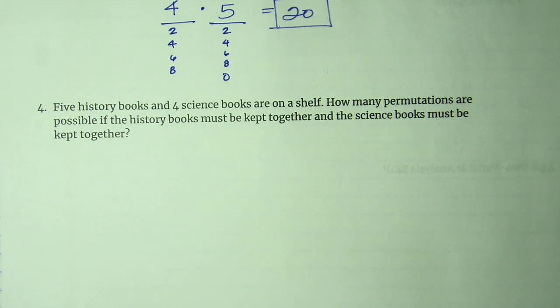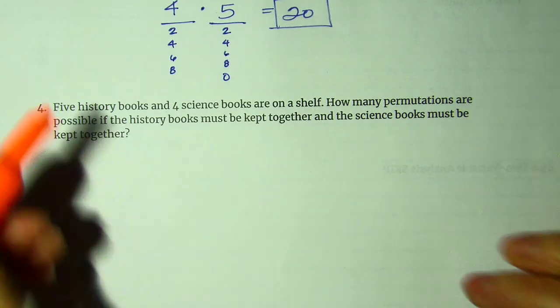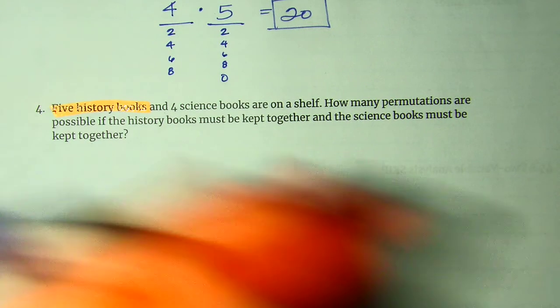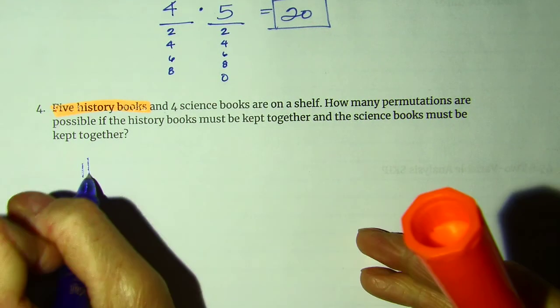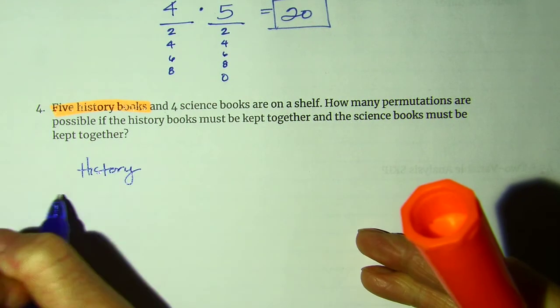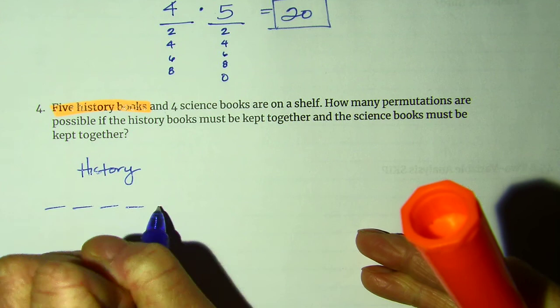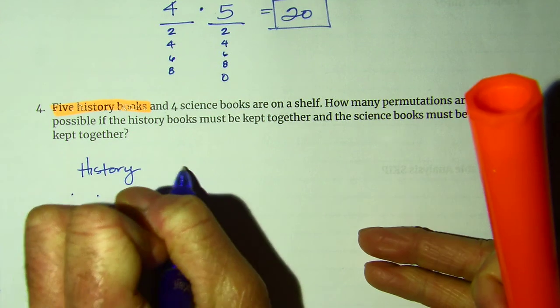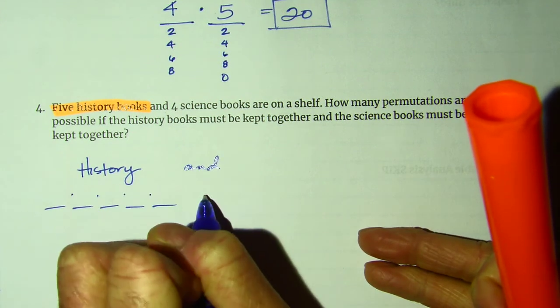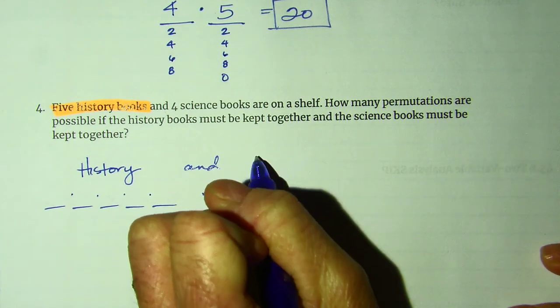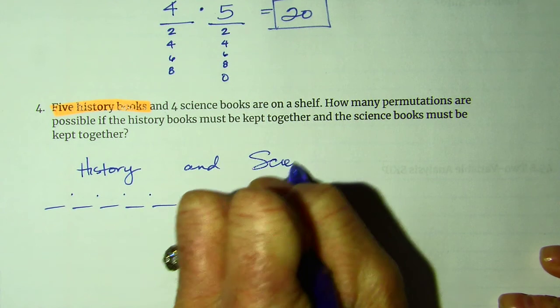All right, you have quite a few homework problems like this, hint, hint. So let's work this out. I have 5 history books. So history, I have 5: 1, 2, 3, 4, 5. And multiply. I have 4 science books.